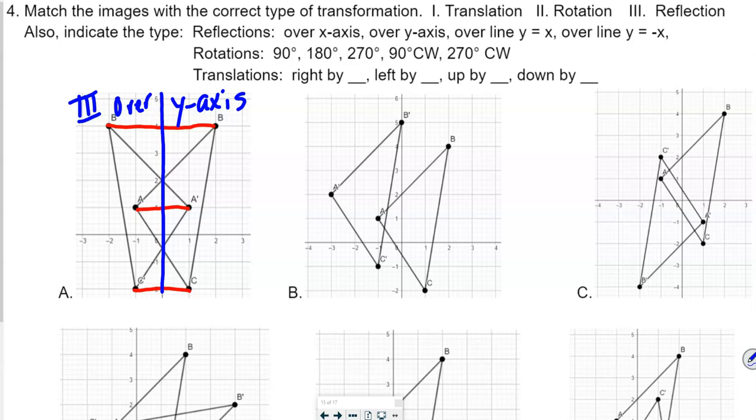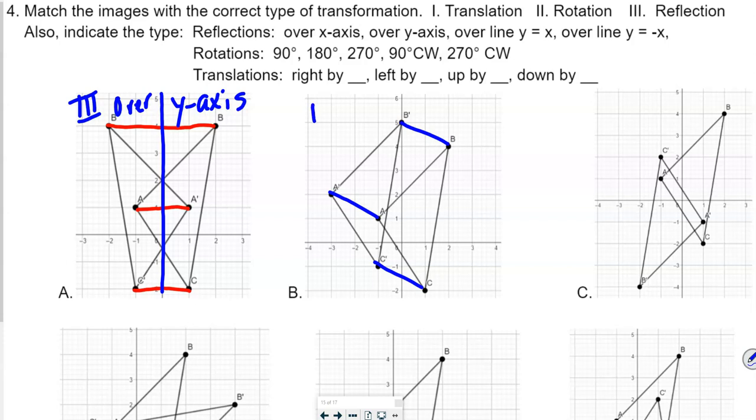Okay, so let's look at this next one. Same thing. We're going to do the same thing. A to A prime, B to B prime, C to C prime. Now, what do you notice about those 3 lines? They're parallel and they're congruent. Okay, so that means this is a translation.